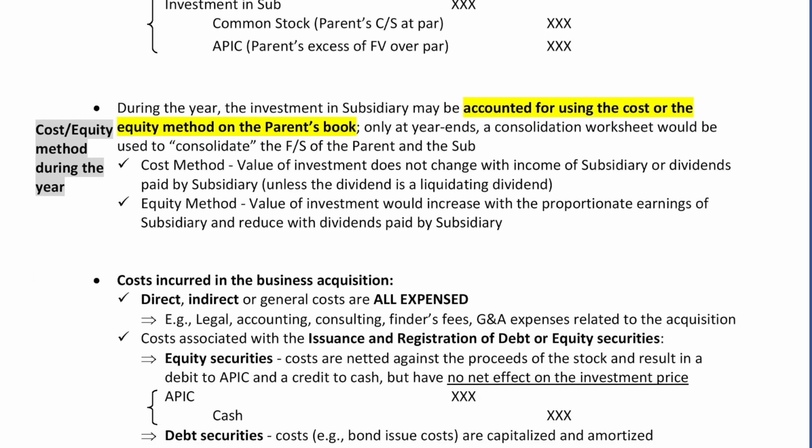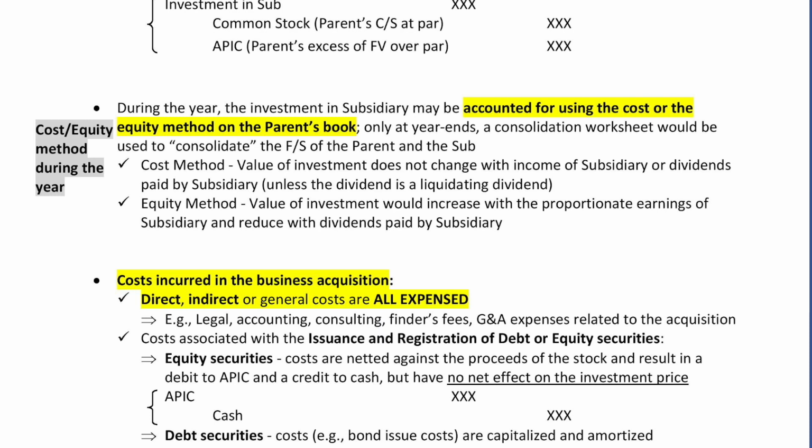Now in the next sub-bullet, let's look at costs incurred in the business acquisition. Direct, indirect, or general costs are all expensed. So we're looking at legal, accounting, consulting, finder's fees, G&A.